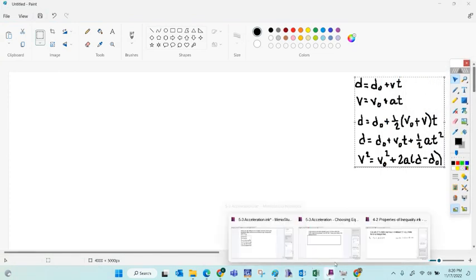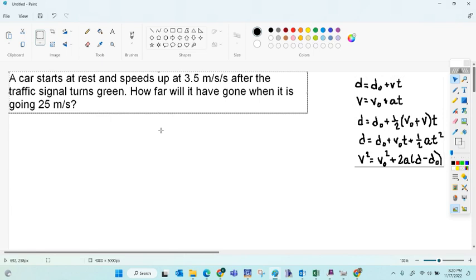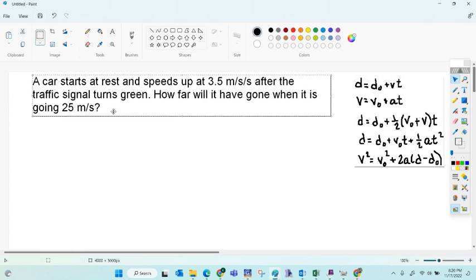And then I'm going to go back here and I want to pull this equation because I don't want to just reveal it. I would like for you to be able to see what's happening on this. I'm going to copy and paste. So the car starts at rest and it speeds up at 3.5 meters per second squared after the signal turns green. And we want to know how far it went when it's going 25 meters per second. So I want to identify what's happening here.